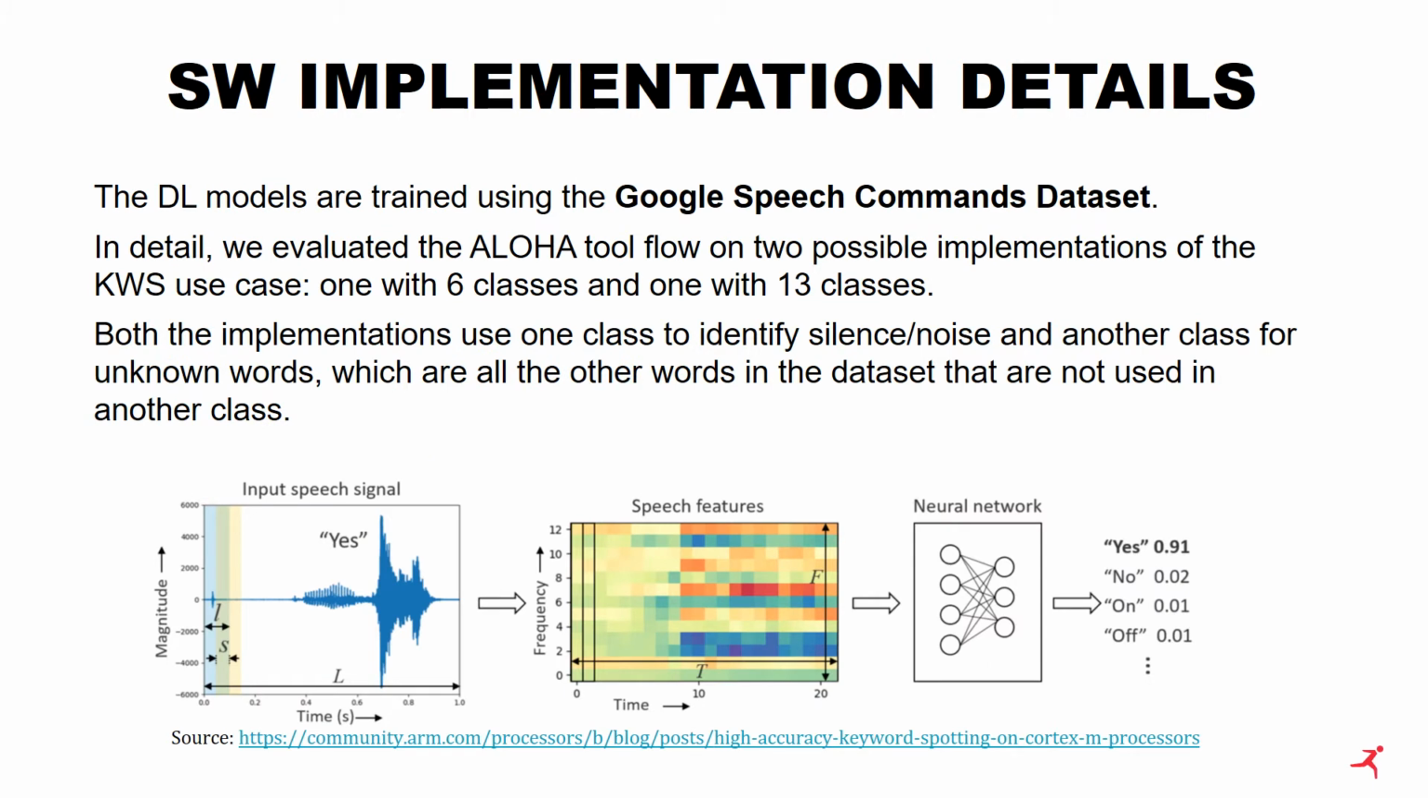The DL models are trained using the Google Speech Commands dataset. In detail, we evaluated the ALOHA tool flow on two possible implementations of the KWS use case, one with 6 classes and one with 13 classes. Both implementations use one class to identify silence or noise and another class for unknown words, which are all the other words in the dataset that are not used in another class.